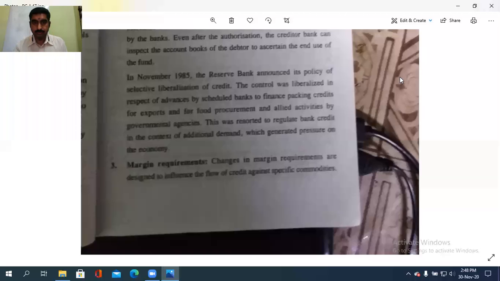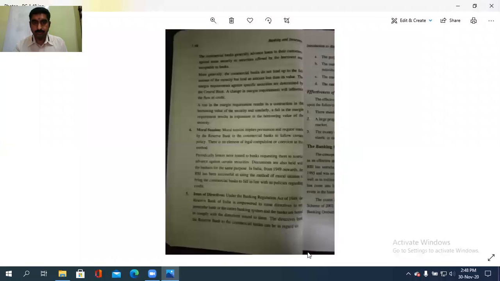So the first point with regard to the qualitative control is control over the bank advances. Another one is the Credit Authorization Scheme. Then the third one is the margin requirement. So what is the margin? Changes in the margin requirement are designed to influence the flow of credit against specific commodities.